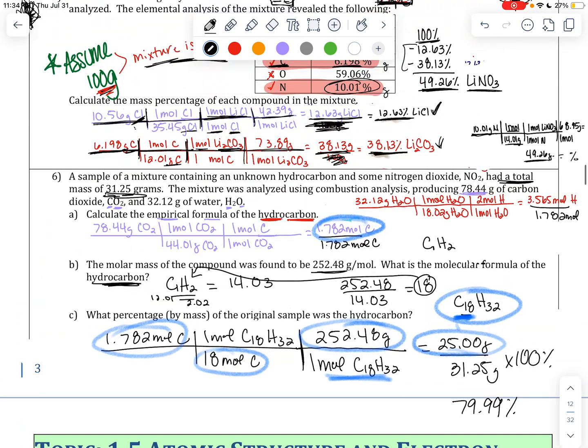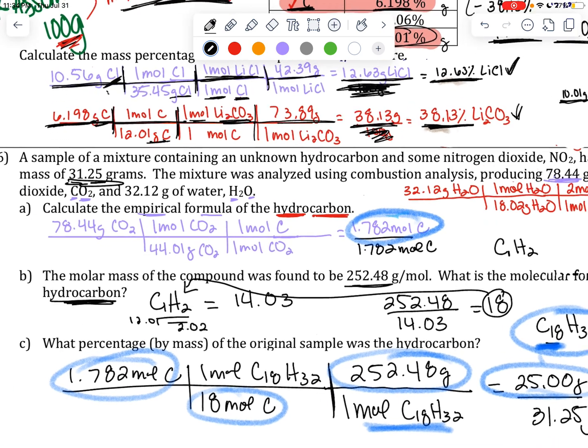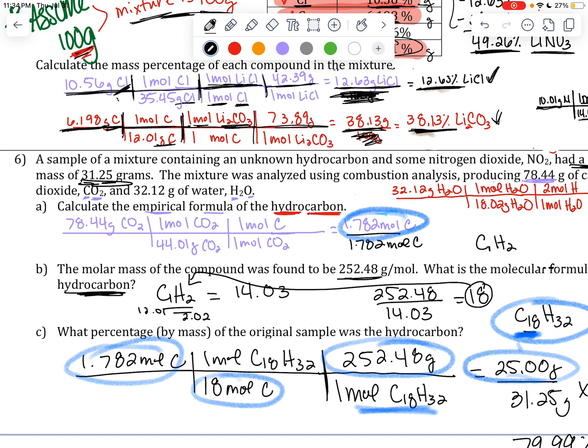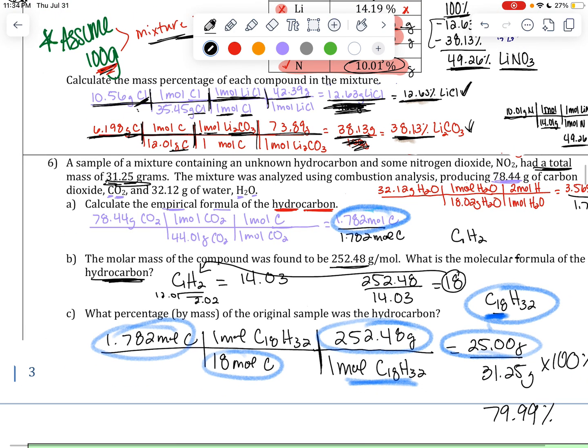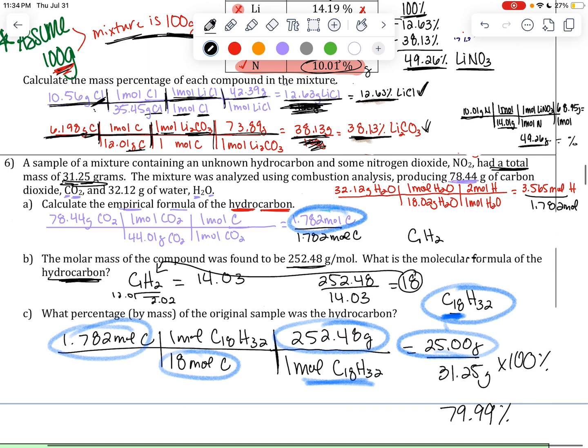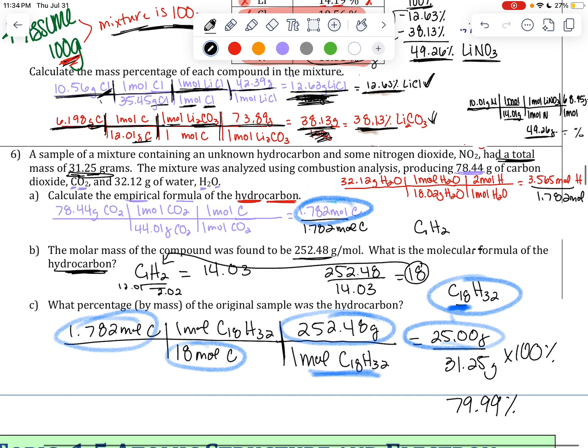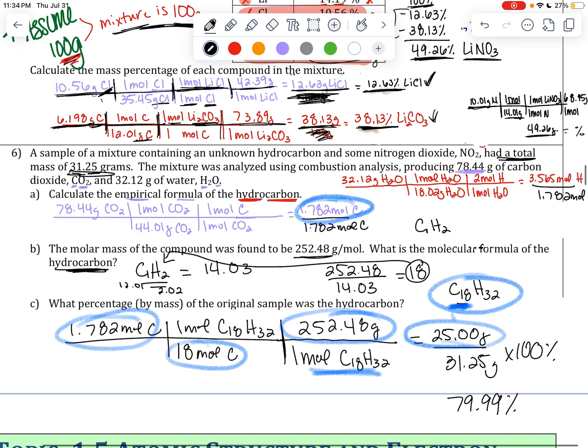And then the last one is a sample of mixture containing an unknown hydrocarbon. So remember, hydrocarbon is just C's and H's. So typically you'll have some kind of C, some kind of H. And some nitrogen dioxide had a total mass of 31.25 grams. The mixture was analyzed using combustion analysis, producing 78.44 grams of carbon dioxide and 32.12 grams of water. Calculate the empirical formula for the hydrocarbon.